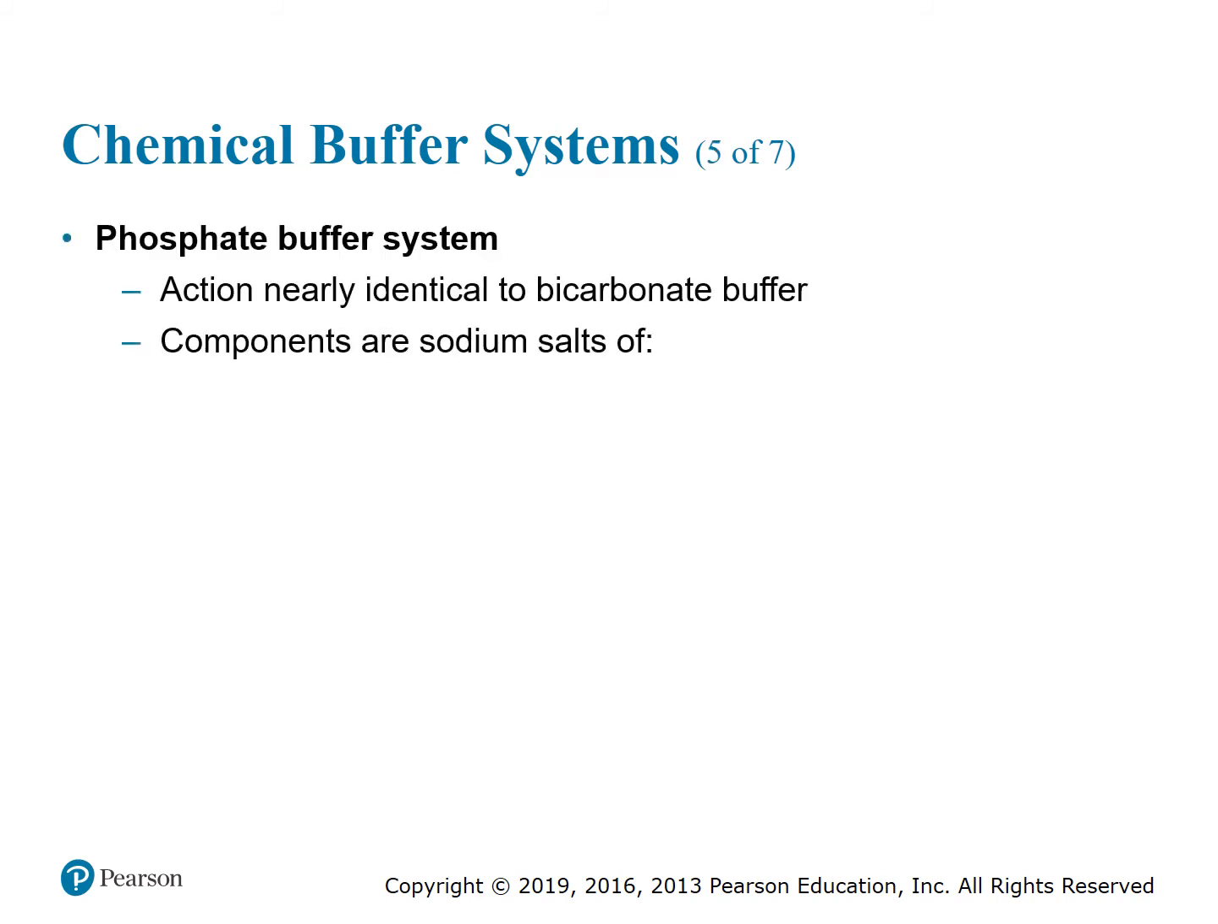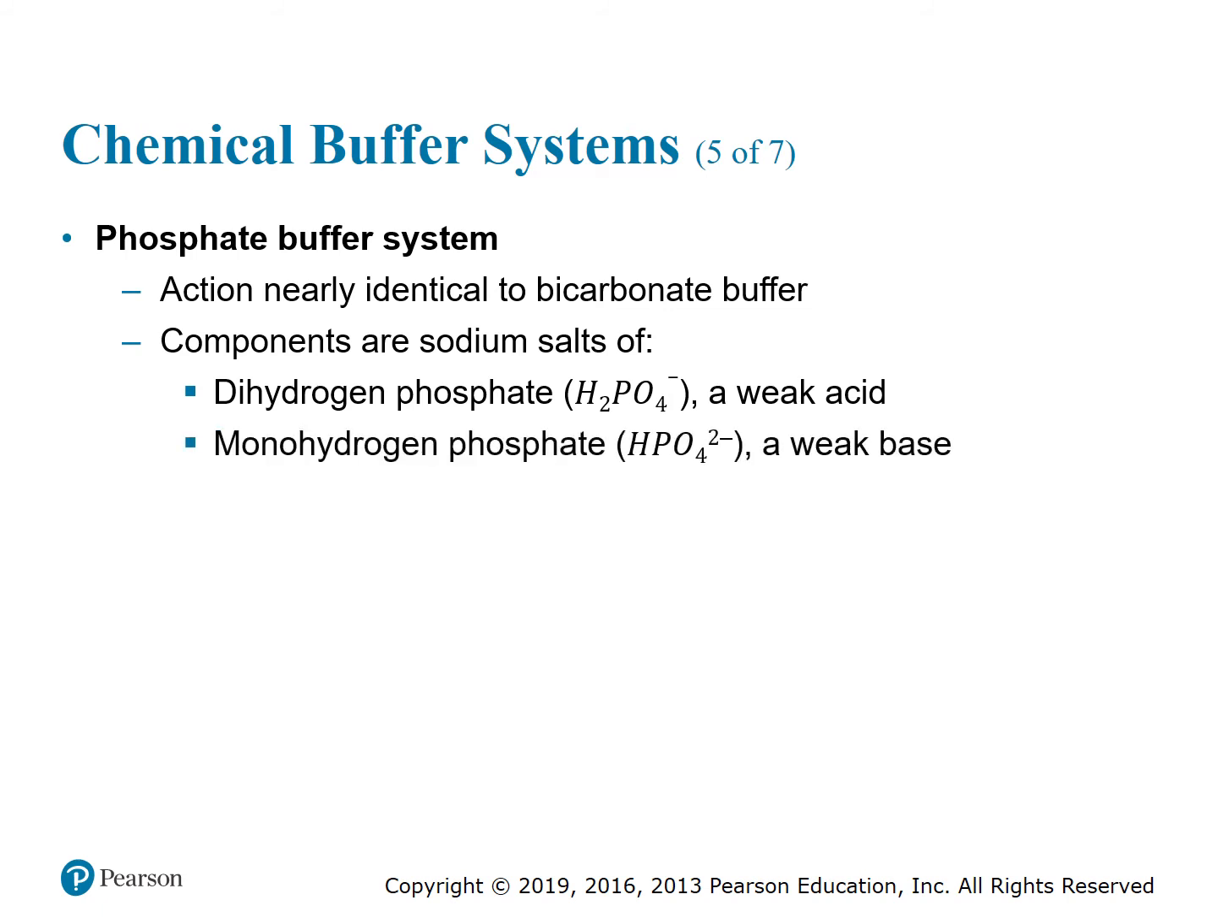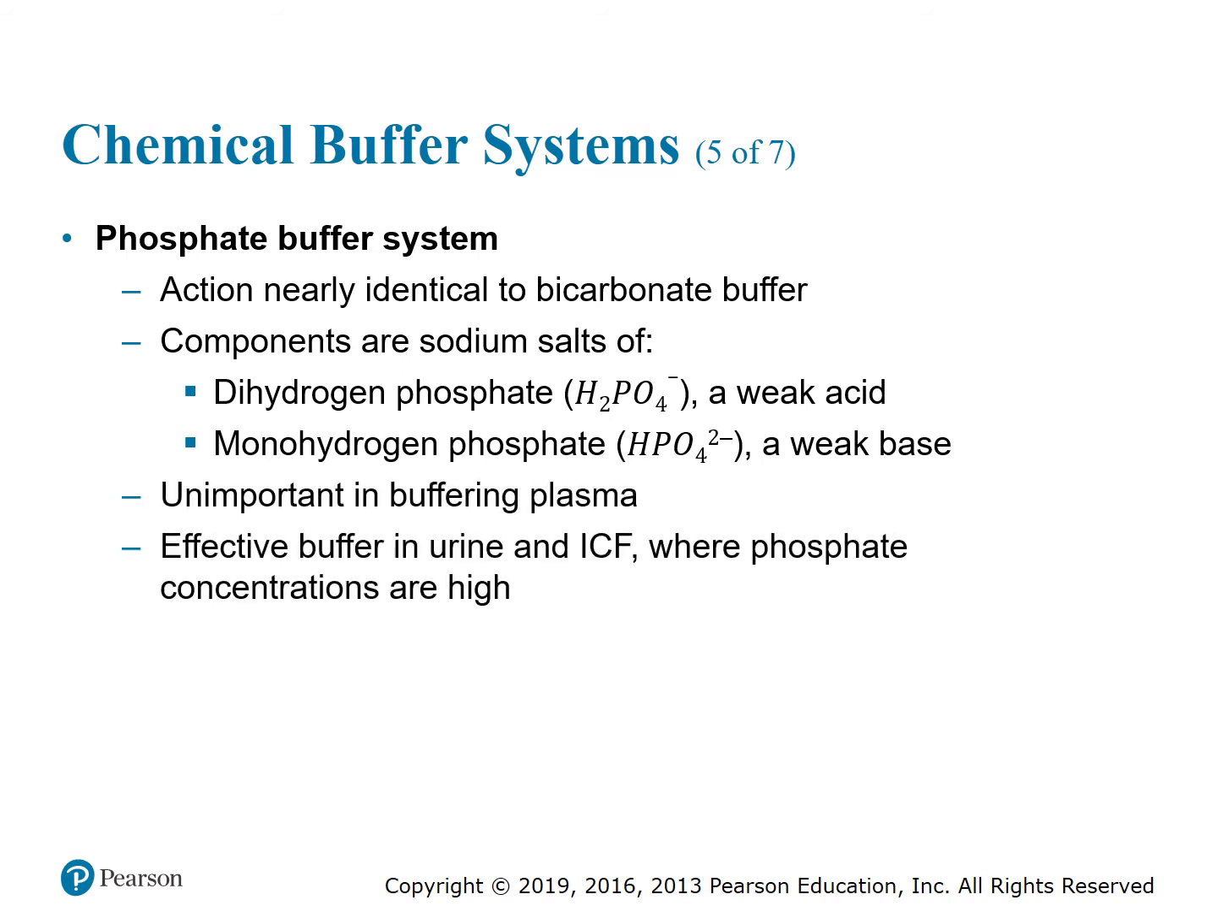Okay, the phosphate buffer system has an action that's nearly identical to the bicarbonate buffer, and you have sodium salts of dihydrogen phosphate, which is a weak acid. So instead of being H2PO4, it would be Na2PO4. Also, you can have a sodium salt of monohydrogen phosphate, and so again, it's going to be NaPO4, which is a weak base. These are not really important in buffering plasma, but they are an effective buffer in urine and in intracellular fluid, where you have higher concentrations of phosphate than you do in extracellular fluid.